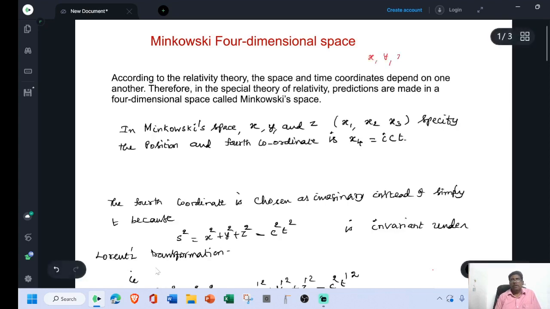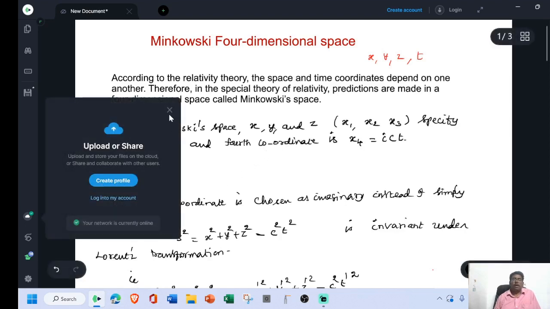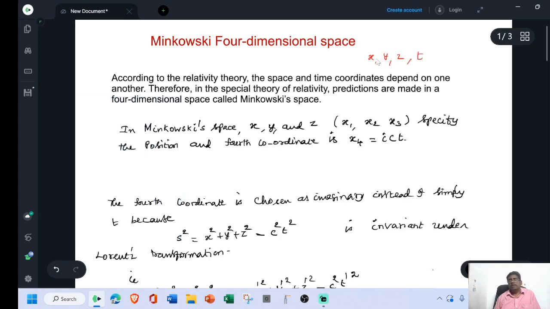Usually, we are using x, y, and z as space coordinates. To specify a system, we need these three coordinates. In addition to this, we may introduce a fourth coordinate, time. If observations are made with the help of all these four coordinates, such a space is called Minkowski's four-dimensional space, because the position coordinates x, y, and z, as well as the time, depend on each other.